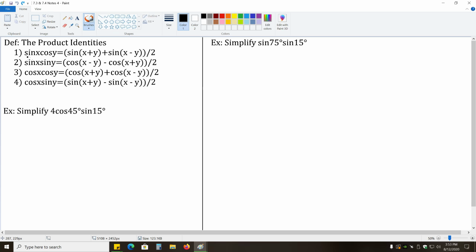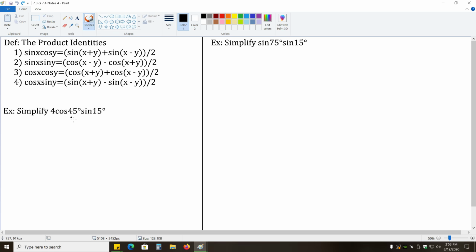So if you have sine then cosine, use this formula. If you have cosine then sine, use this formula. Okay, so with that in mind, we want to go ahead and simplify 4 cosine of 45 degrees, sine of 15 degrees. So we're multiplying all of this out.